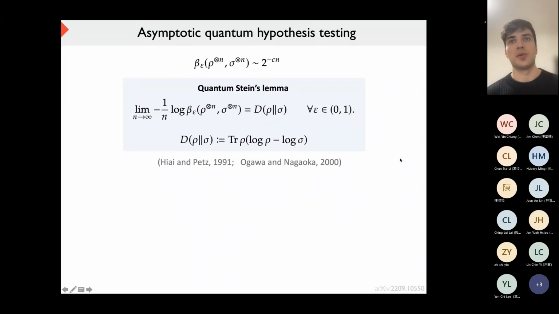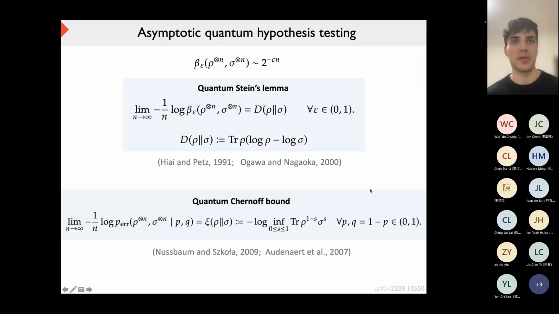To understand the same problem for the case of symmetric hypothesis testing, it took several more years to compute this, but it was also found that the exponent for the symmetric hypothesis testing error is given by this quantity called the Chernoff divergence, which is defined using this optimization problem. And this is also a computable formula. So we have an exact formula for this asymptotic exponent, but it was already quite difficult to evaluate this quantity.